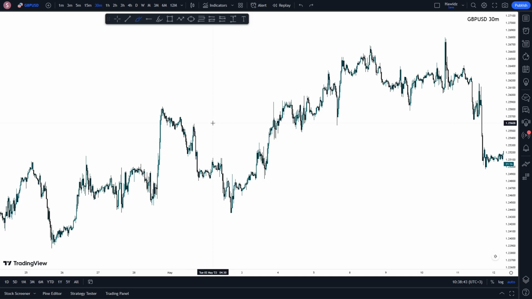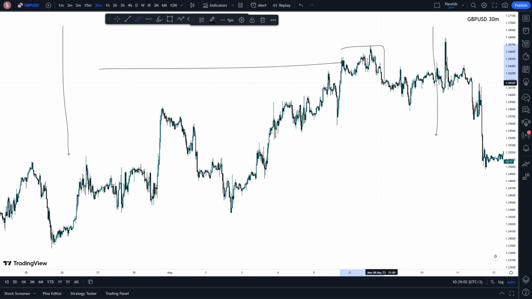On today's video, guys, I'm going to be showing you how this simple smart money strategy works. First and foremost, we can just apply the left to right rule. So we just need to check from the left hand side of our chart to the right hand side of our chart how price has been going and what has been happening in this area here.